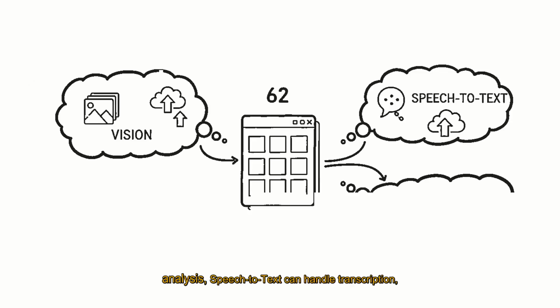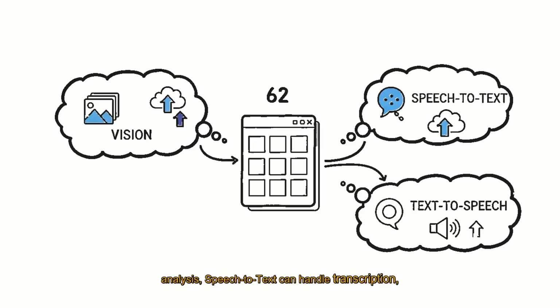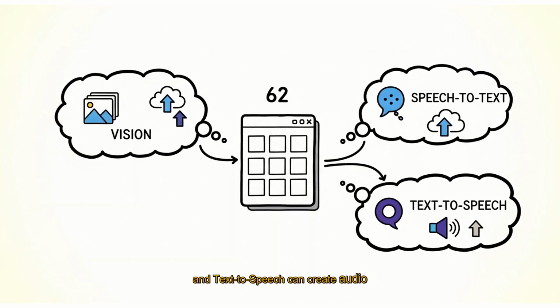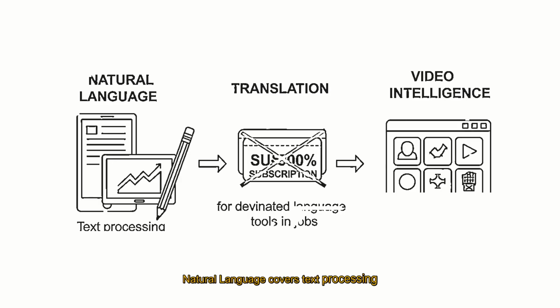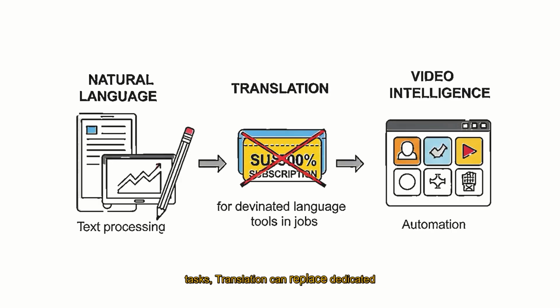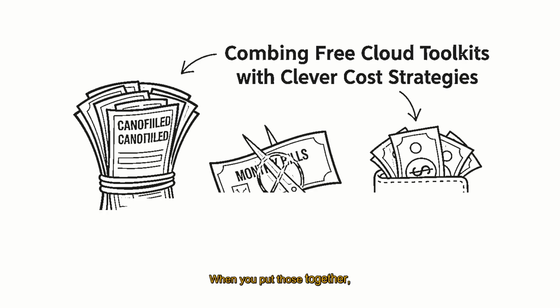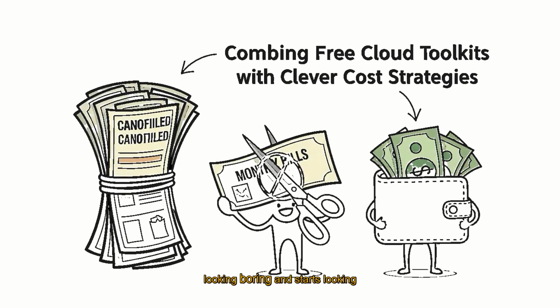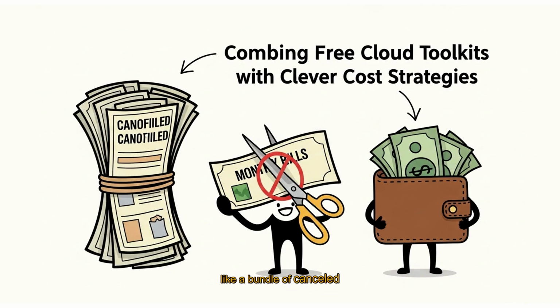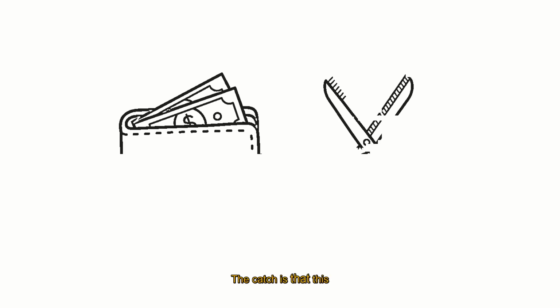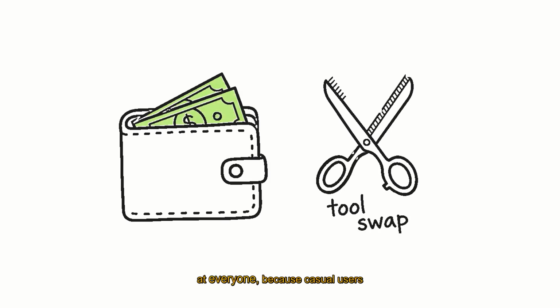Vision can help with image analysis, speech-to-text can handle transcription, and text-to-speech can create audio output without another standalone service. Natural language covers text processing tasks, translation can replace dedicated language tools for some jobs, and video intelligence adds another automation layer. When you put those together, the free cloud toolkit stops looking boring and starts looking like a bundle of canceled monthly bills. The catch is that this builder stack is not aimed at everyone, because casual users may never touch APIs, cloud dashboards, or infrastructure settings.